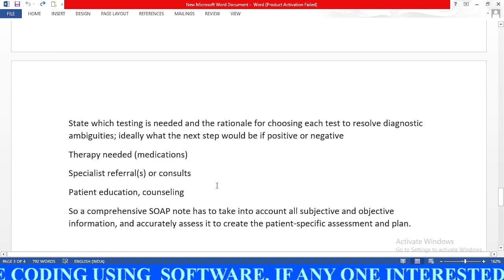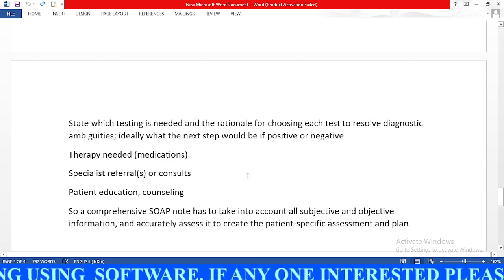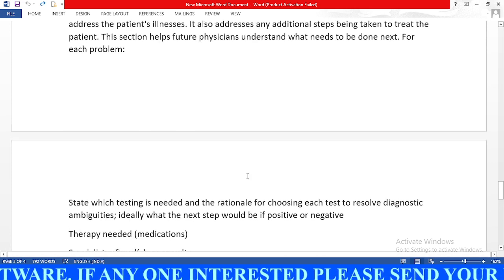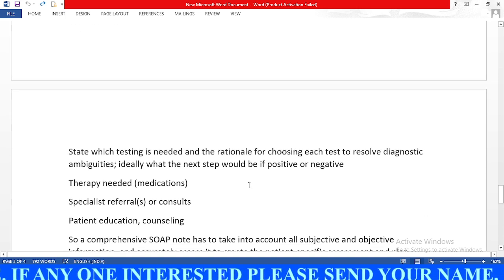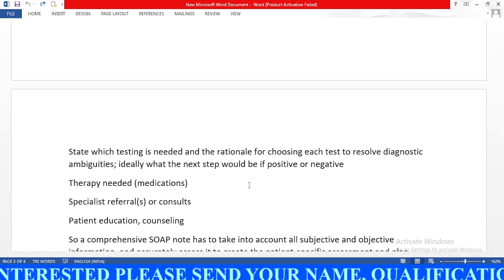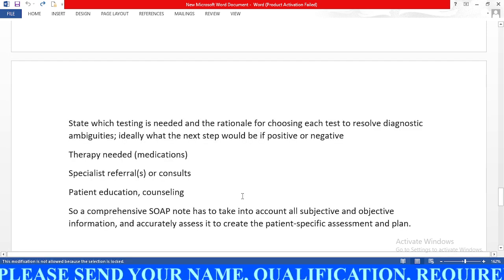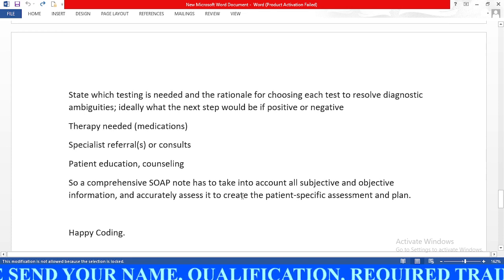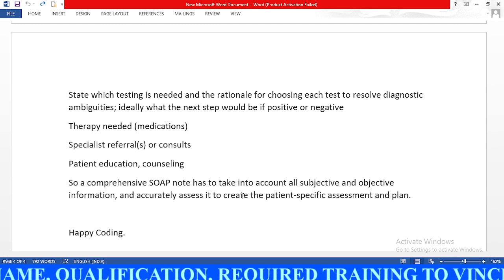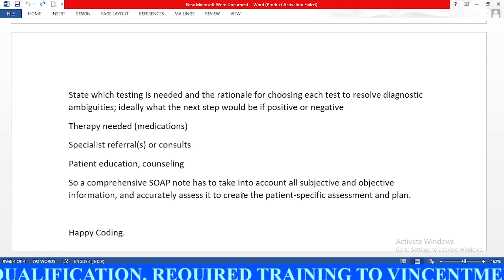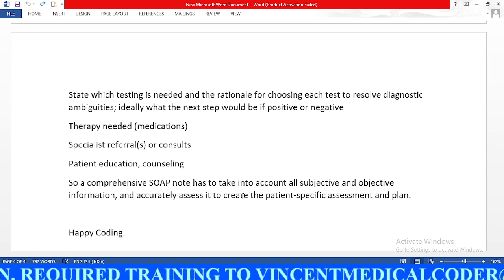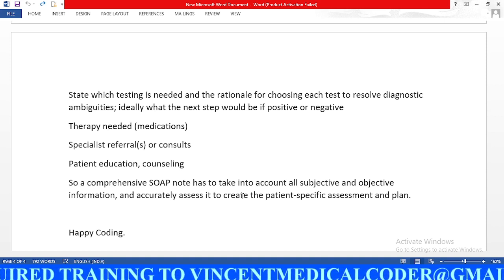So here state which testing is needed and the rationale for choosing each test to resolve diagnostic ambiguities. Ideally, what the next step would be if positive or negative. So the plan section contains diagnosis as well as the recommended testing, in order to guide future physicians. The plan section usually contains therapy needed. So what are the medications needed in order to treat the patient's current condition? Whether the patient needs any specialist referral, and also the plan includes patient's education, counseling, how to reduce the fear about the condition and how to take the medications.